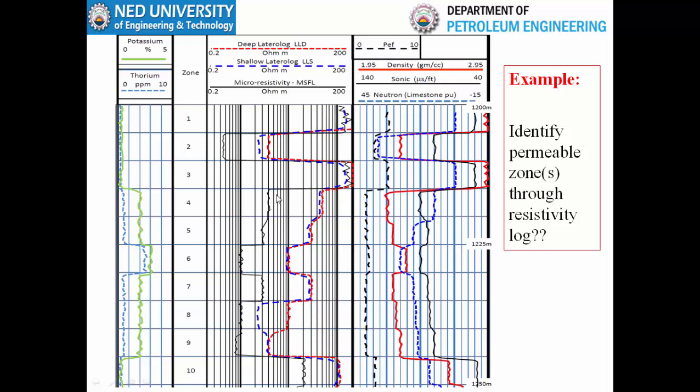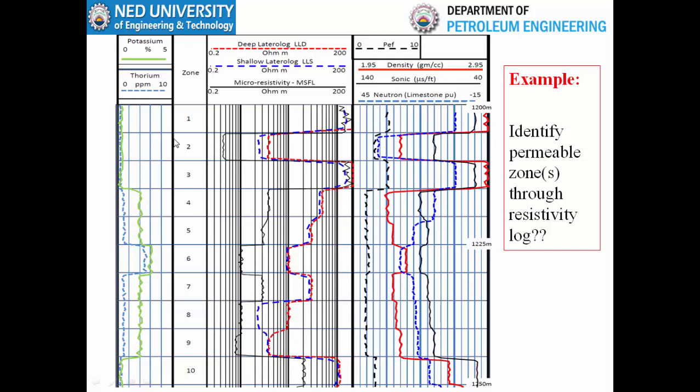And when you have the shallow invasion, MSFL will read the resistivity of the mud filtrate in the shallow formation. So whenever you have separation between MSFL and the other two resistivity logs, it indicates that this zone is permeable. We are not concerned with the overlapping of LLS and LLD, because these two curves show something different. Even if MSFL is showing different resistivity from either of the two, that indicates that this zone is permeable. So except 1 and 3, all zones are permeable in this log section.